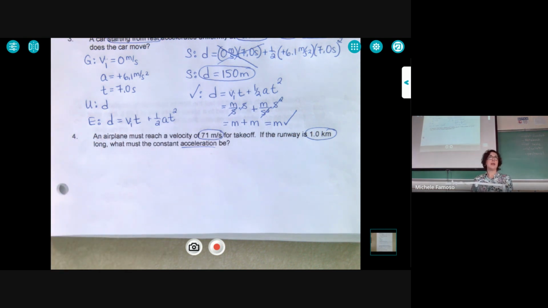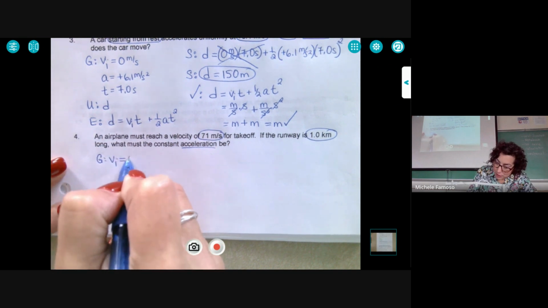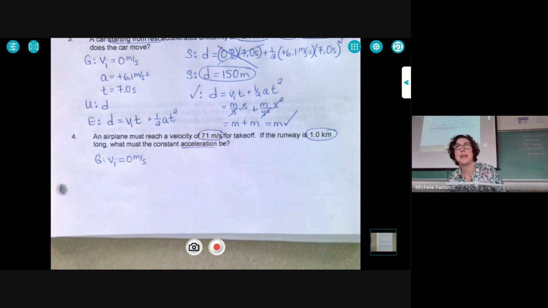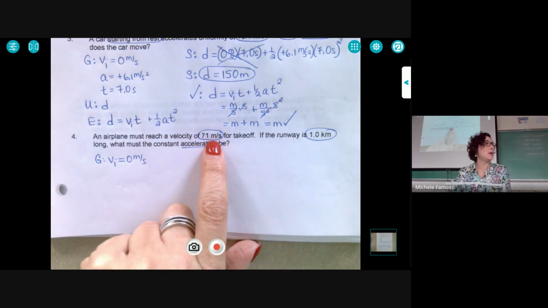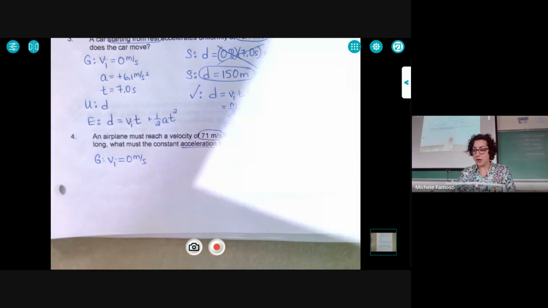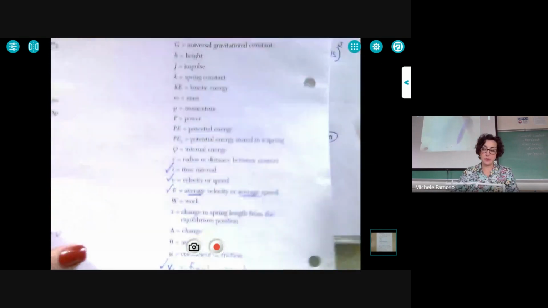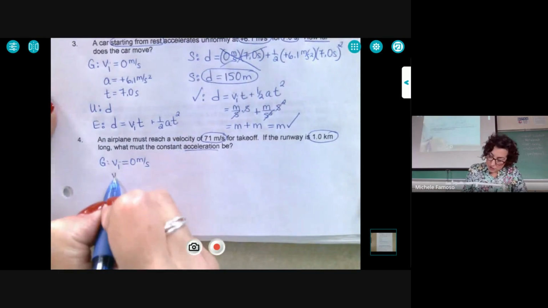If the airplane isn't moving before you get in it to head down the runway, what do you know? You know that it's not moving before it takes off, before it's going to try to take off. That's a piece of information we expect you will know. Now, what is this 71 meters per second? Matt, what is that? So what would you call that in terms of the physics variables that we have listed here on the reference table? Yes, so that is your VF.